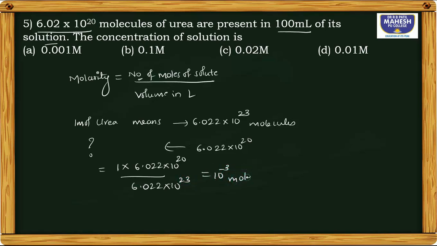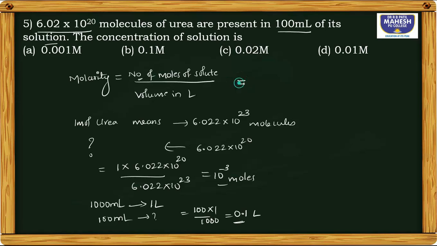So I got the number of moles of urea, that is 10 to the power minus 3. Here 20 is present, here 23 is present, automatically 3 remains. If you take the numerator, it becomes 10 to the power minus 3. Now the volume in liters. Volume is given in ml, so let us convert that. We know that 1000 ml is 1 liter. Then 100 ml means 100 into 1 divided by 1000, that is 0.1 liter. 200 ml means 0.2 liters, 500 ml means 0.5 liters, like that.